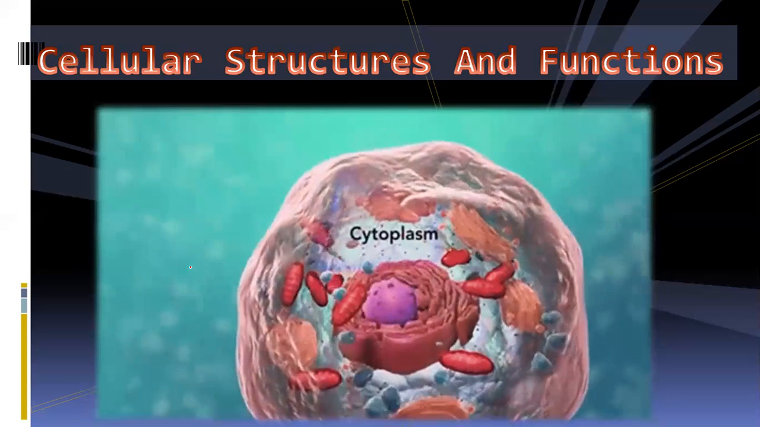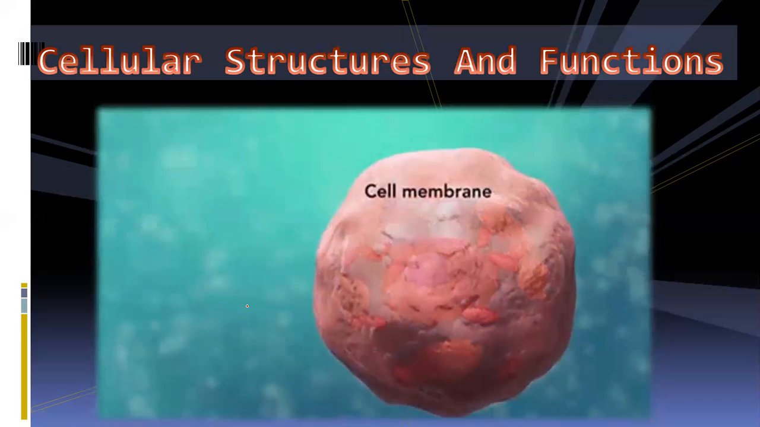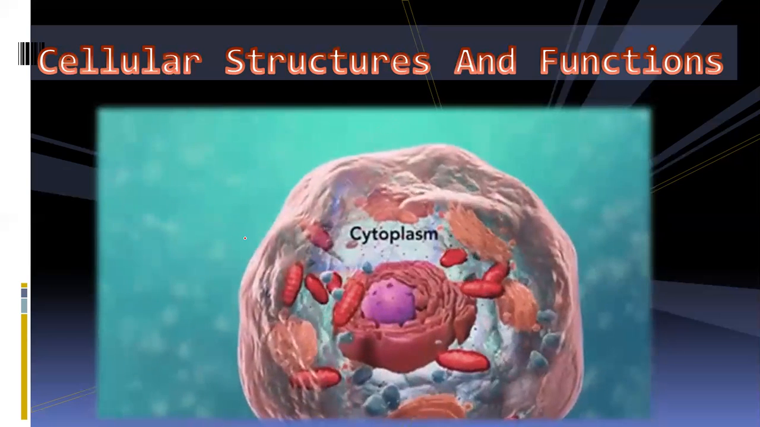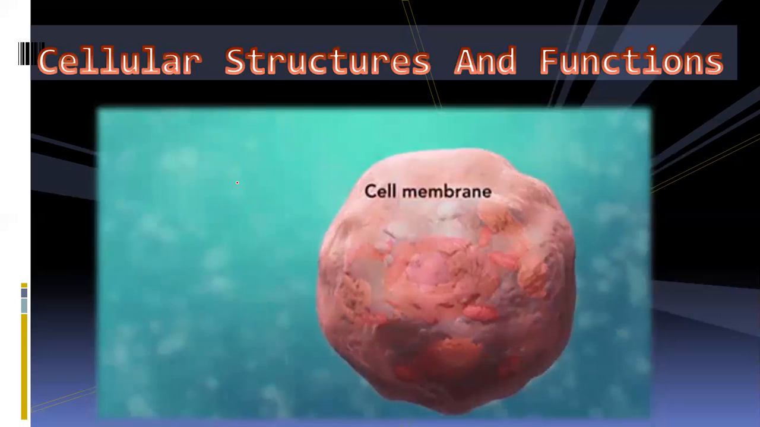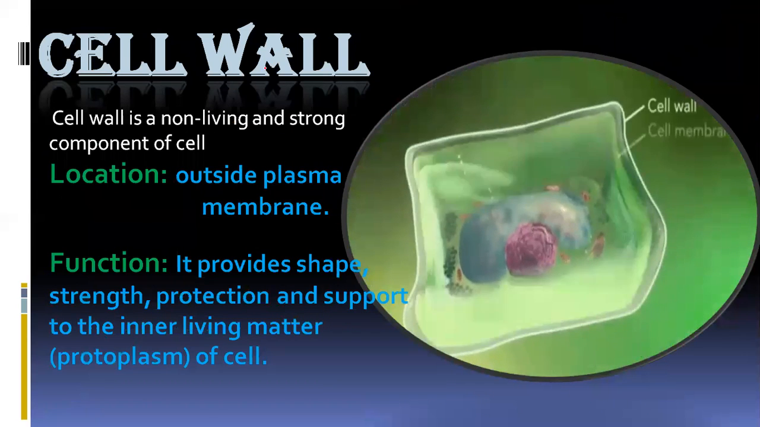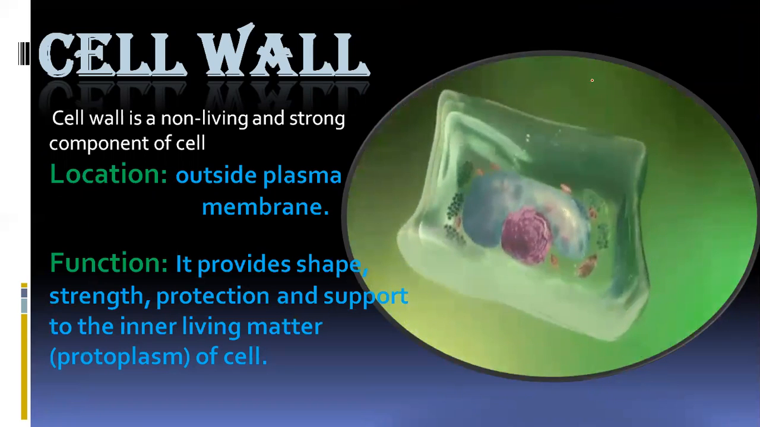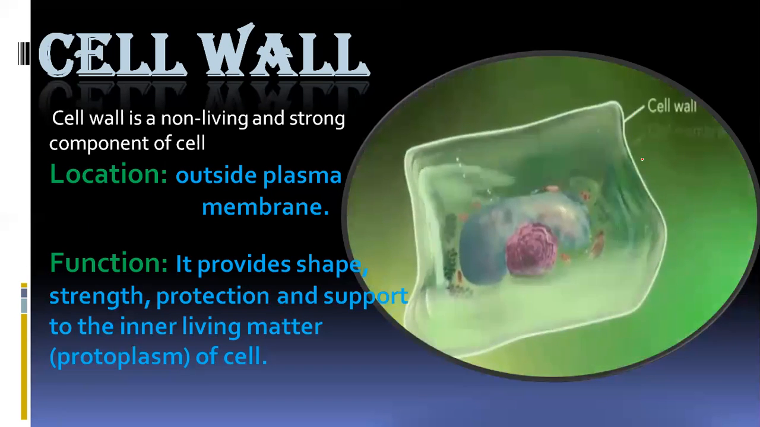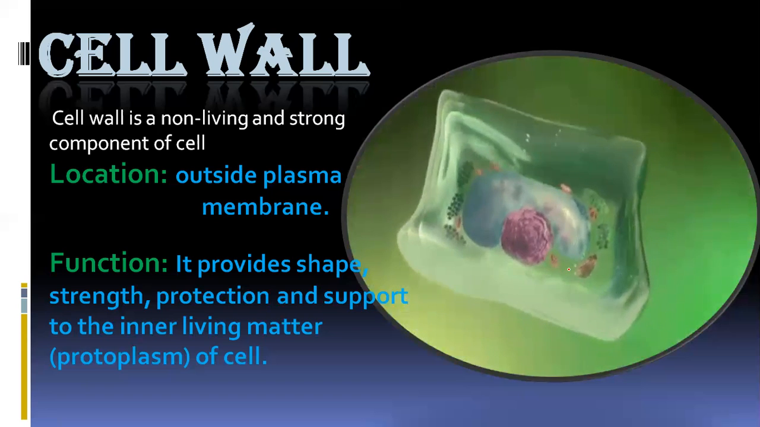extra substances which are not included in organelles but are part of the cell. Those are called cellular structures. We will talk about their structures and functions also. Let's talk first and foremost about the cell wall, because that is the outer boundary of the plant cell. You can see this is the plant cell, and this is the cell wall which is outside, and this is the cell membrane which is the inner boundary of the plant cell.